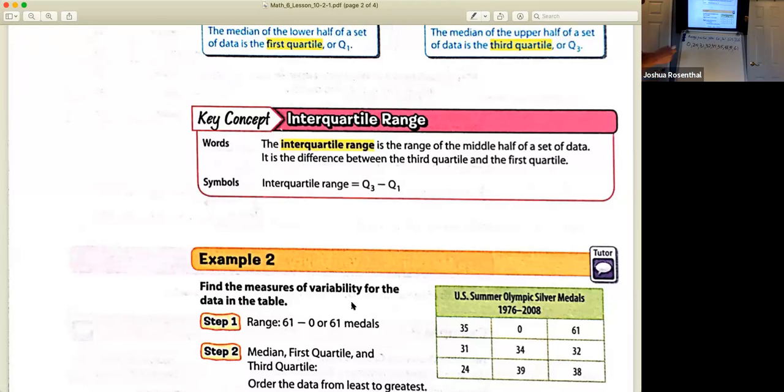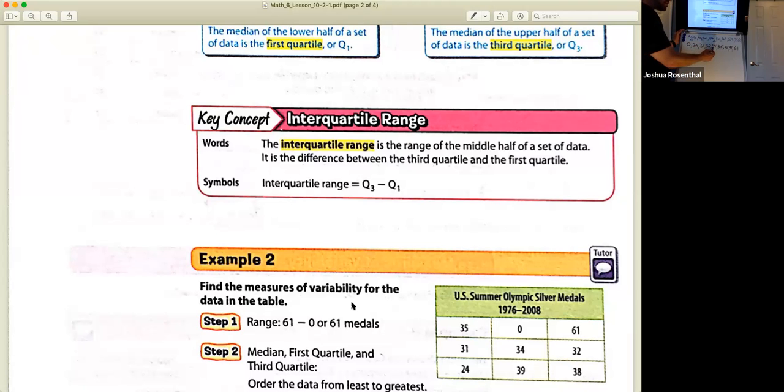All right, let's answer what the range is. 61 minus 0 is 61. Lower extreme is 0. Upper extreme, 61. Okay. Oh, I didn't put median. I need it. Let's just do median. I have 9 different Olympics here. So halfway would be 5. So 1, 2, 3, 4, 5.